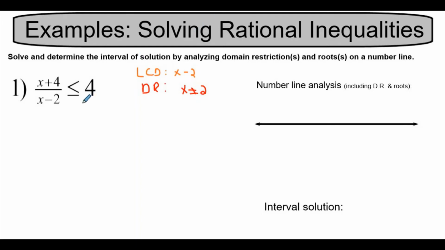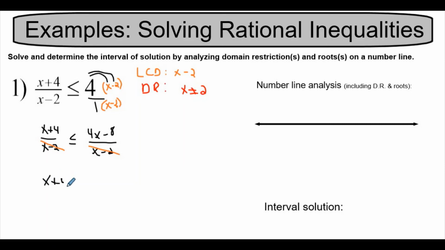So to solve this, we're just going to do the same thing we had done. We're going to put a 1 on the bottom here. I don't need to multiply this by x minus 2 because it already has that. So I'm going to multiply by x minus 2 on the top and the bottom of only this one side. And then that will give me x plus 4 over x minus 2 is less than or equal to, distribute that, so you would get 4x minus 8 over x minus 2. And of course this will cancel, that's the theme here, right, because of the multiplicative property of equality, leaving me with this, x plus 4 is less than or equal to 4x minus 8.